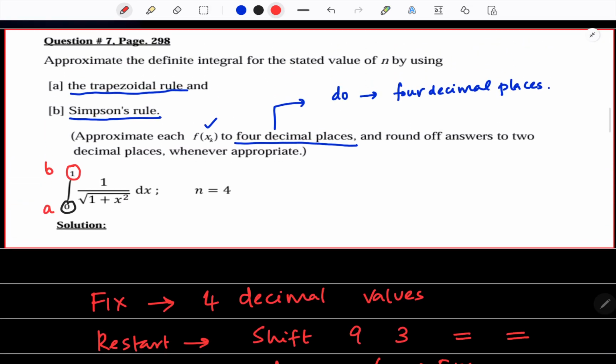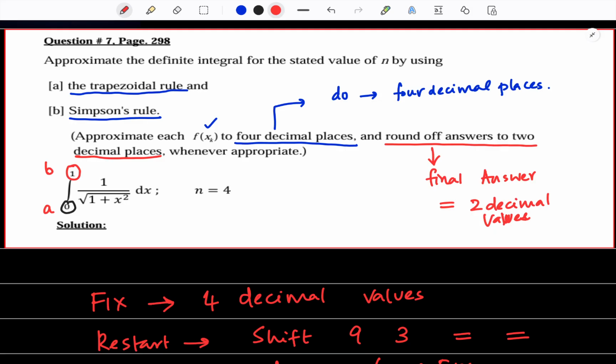After that, it is given that you should round off your answer to 2 decimal places. It means your final answer will be 2 decimal places. So you have to do the problem with 4 decimal values and give the final answer to 2 decimal places. Keep that in your mind. So let's start the question.